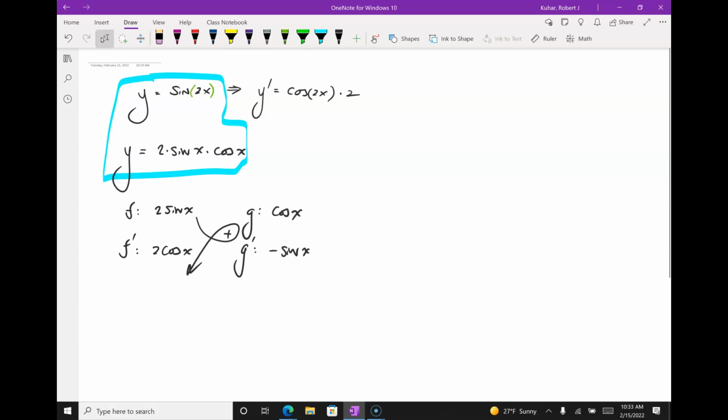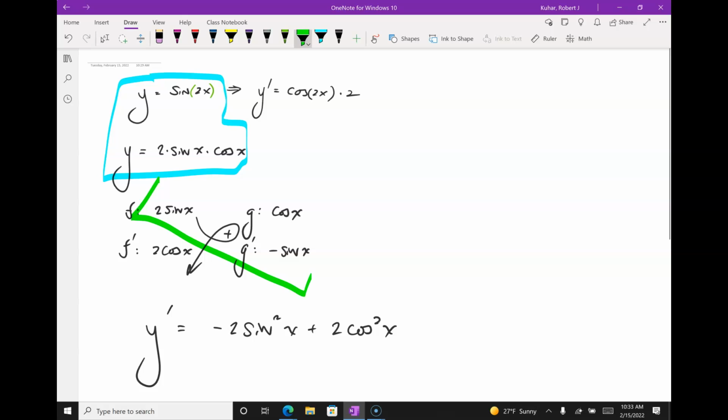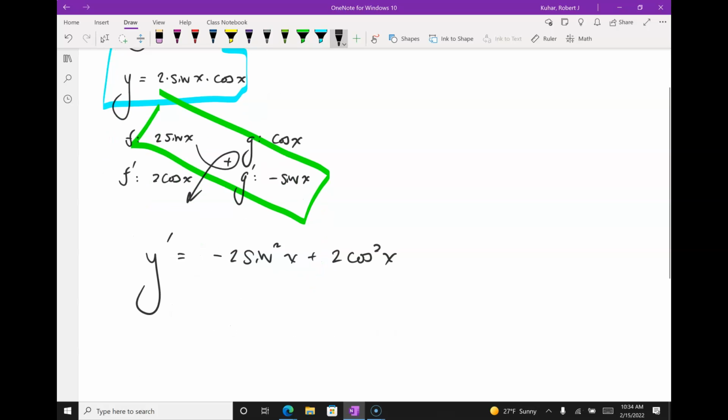All right, product rule. So what's my y prime? It looks like I get a negative 2 sine squared x plus 2 cos squared x. Do you agree with that? I'm first doing this green product. 2 times a negative is negative 2. Sine times sine is sine squared. Right? Everybody okay here?